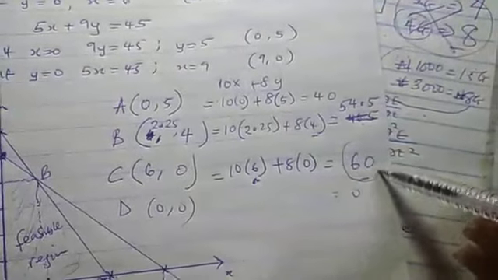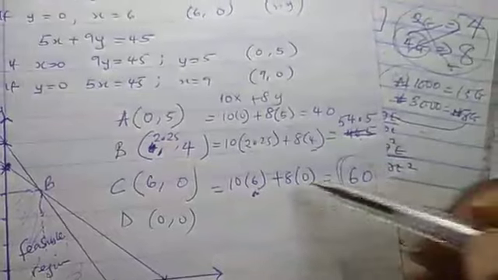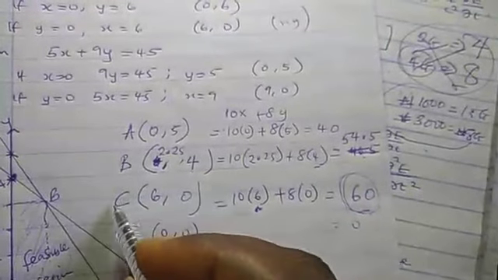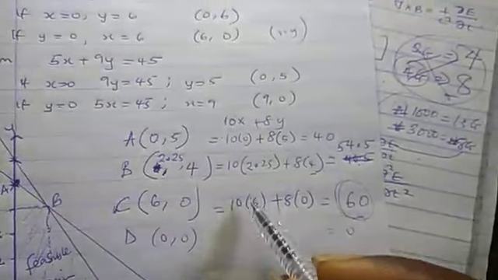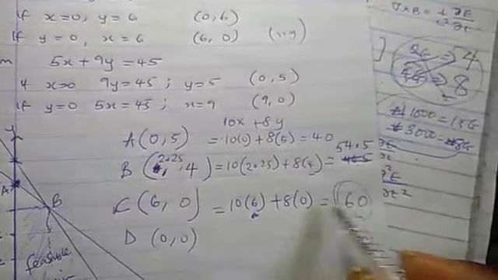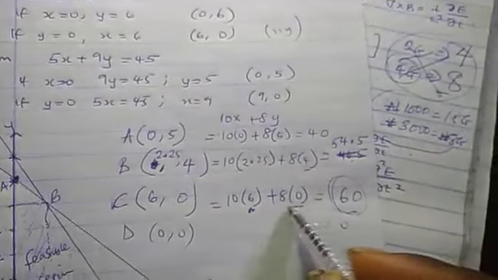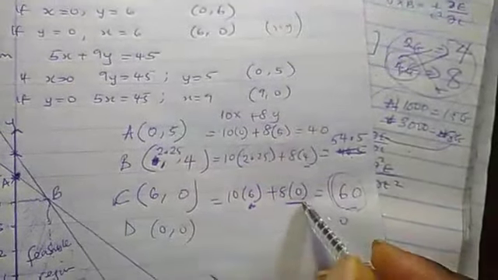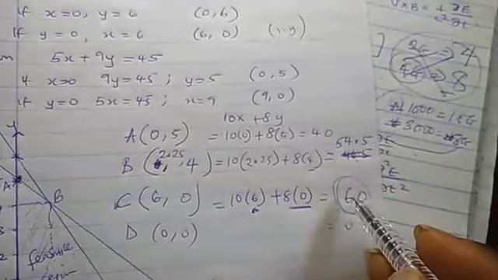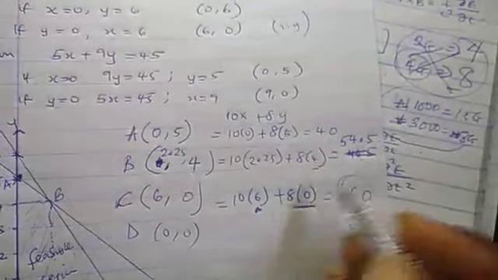But this one gives us maximum profit. So that means if I want to make a decision, I will follow this, because I will not need to produce the y, because y gives me 0 here. So producing x and not producing y will give me a certain value.